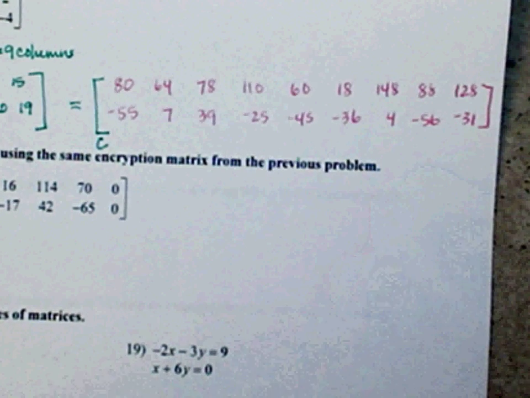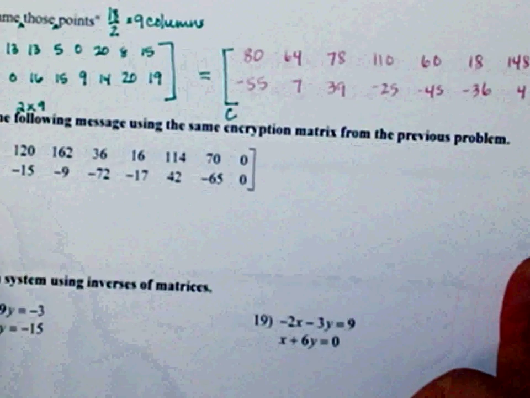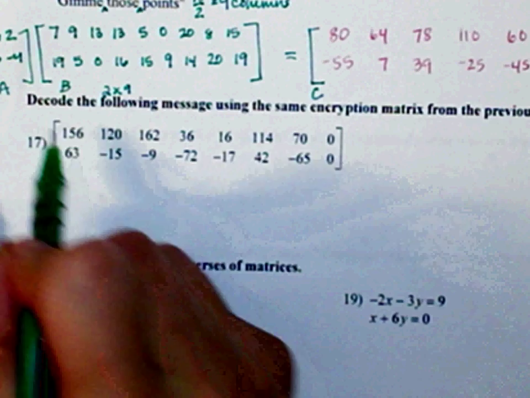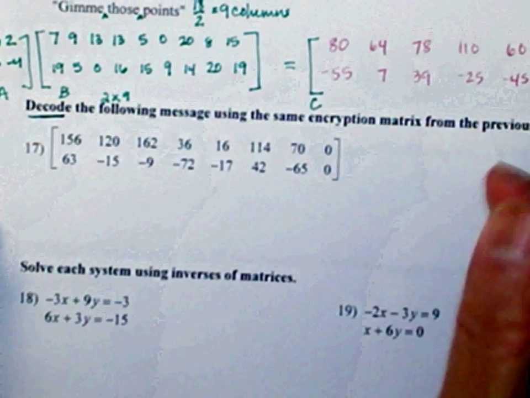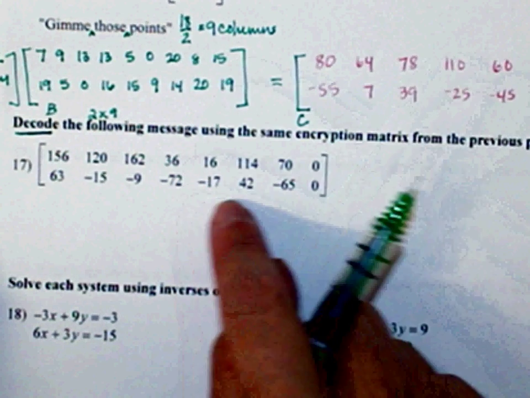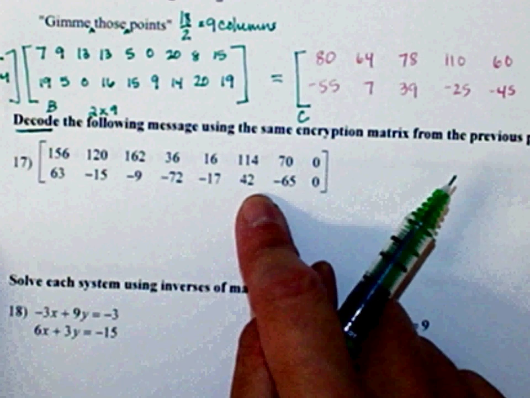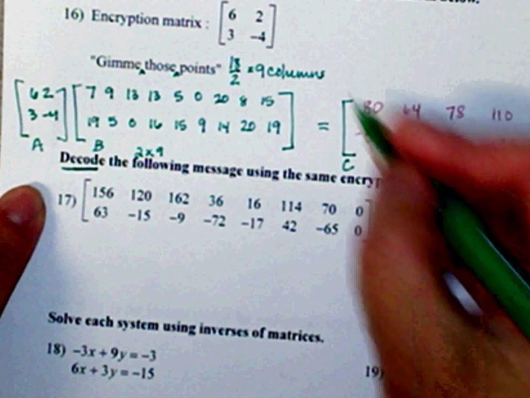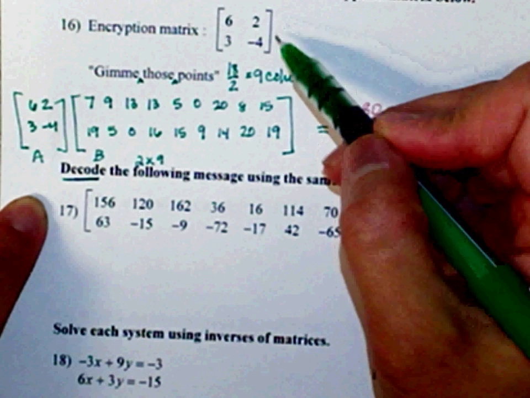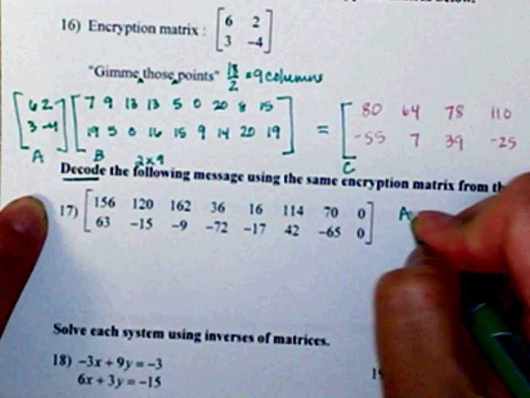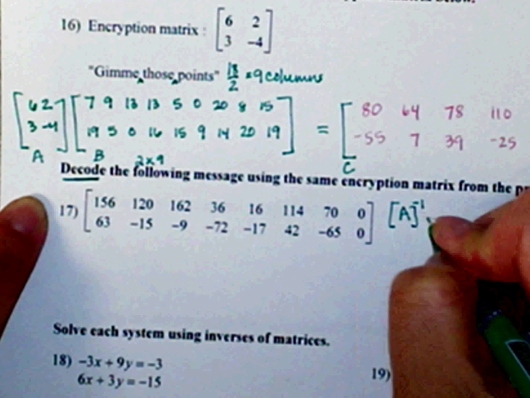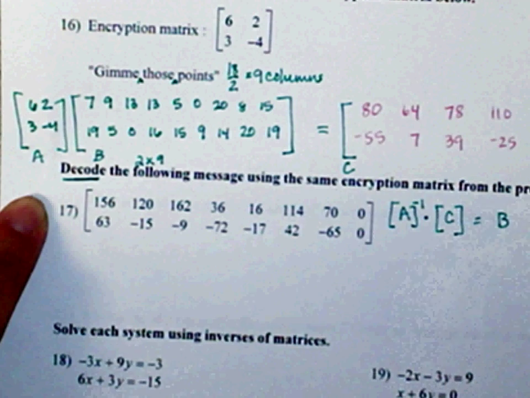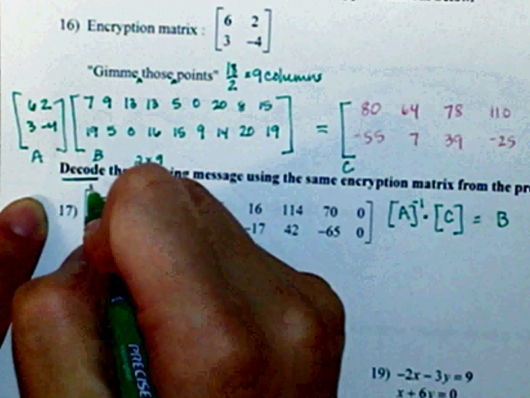Alright. Now number 17 says, this time, instead of coding, I'm going to decode. This right here was your coding. Now we're going to decode the following message using the same encryption matrix from the previous problem. So, what you're going to do is, you're going to take the inverse of the first one times the inverse of your C, and that's going to give you your B. Okay? So this one is my C.